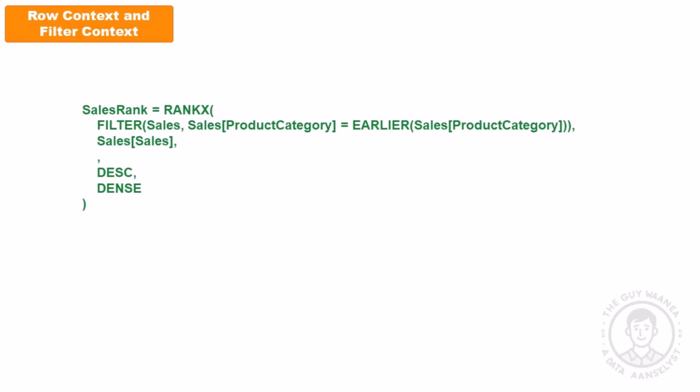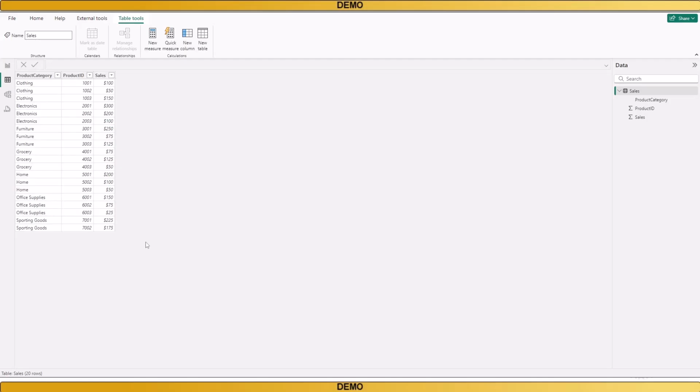This time we'll use the EARLIER function. This formula calculates the rank of each sale within its product category, using the EARLIER function to refer to the outer row context. Let's assume that we have the sample data to be used in this demonstration.